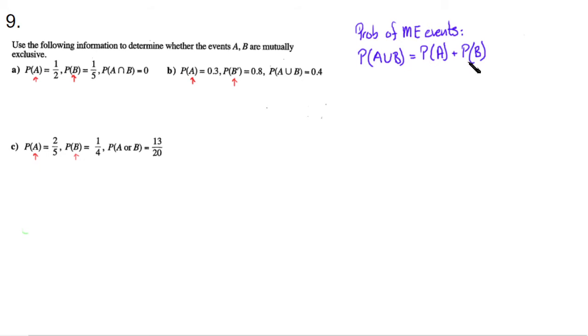You could visualize this as a Venn diagram if you want to. You have event A here, you have event B here, and your universal set will be over here. Two events are mutually exclusive if there is no overlap. Either A can occur or B, but both cannot occur. So that's the probability of mutually exclusive events.